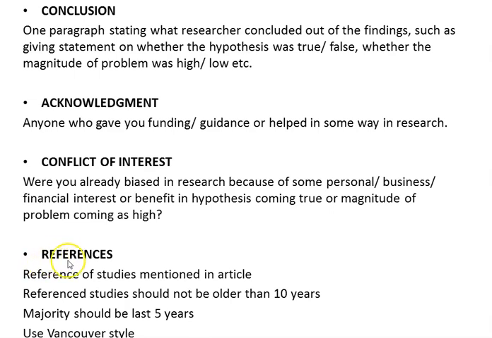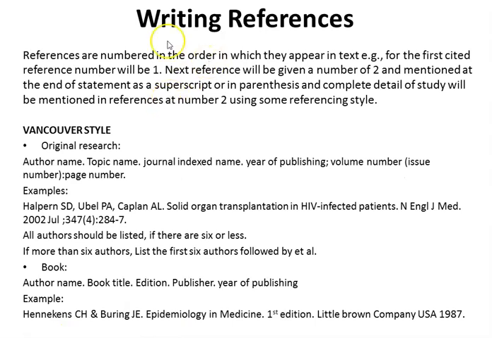Then you write references of all the studies that were mentioned in your introduction and discussion. And these studies should not be more than 10 years old, and usually at least 20% of studies should be from the last 5 years' published articles. References should be given a number in the order in which they appear in the text, and we use Vancouver style.